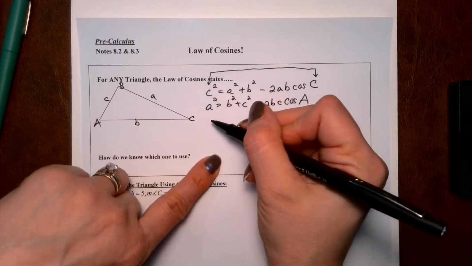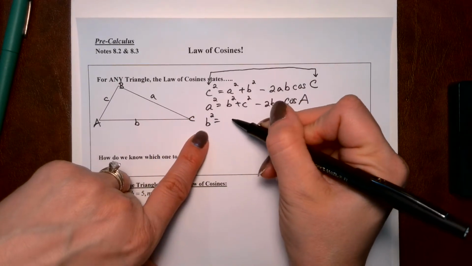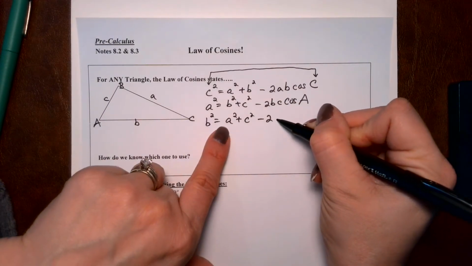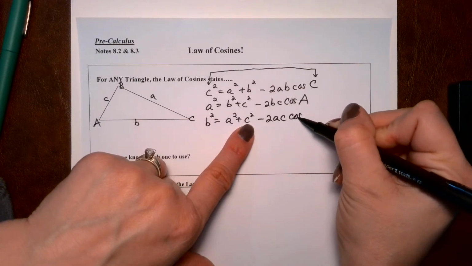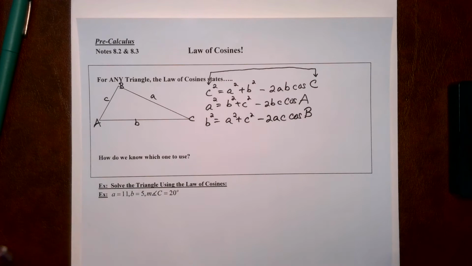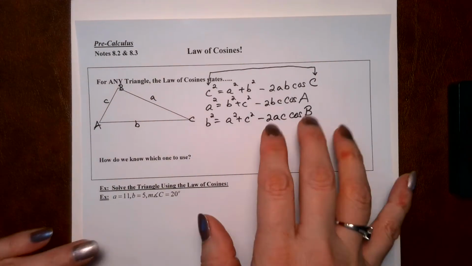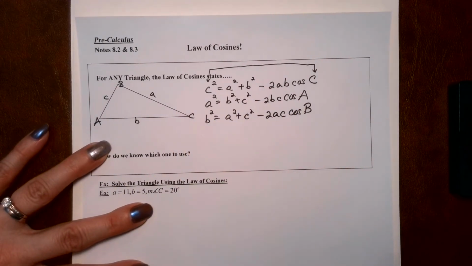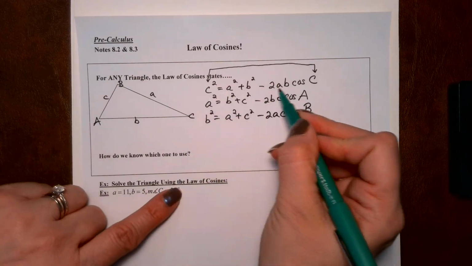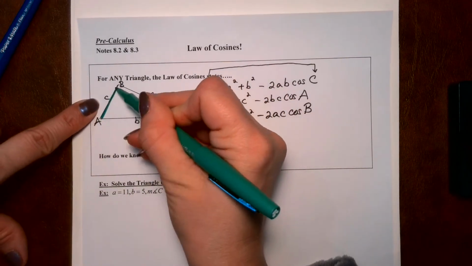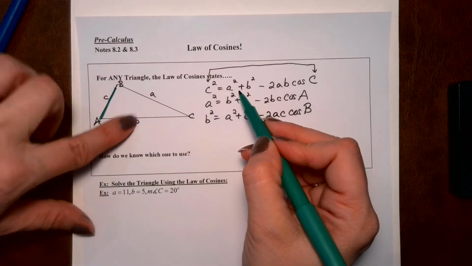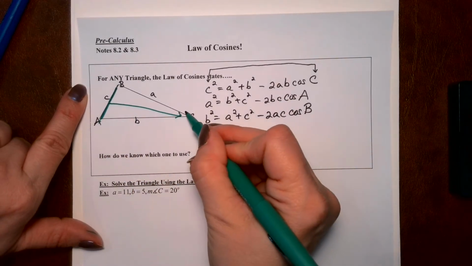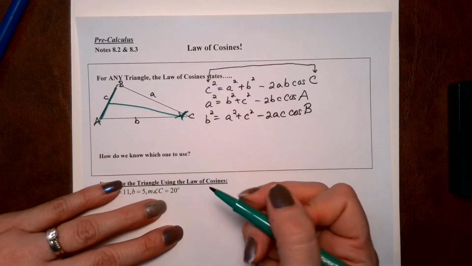And then the third version, of course, b squared equals the other 2 sides, a squared plus c squared, minus 2 times side a, side c, times the cosine of angle B. All right, now I don't want you to think that you have to go home and memorize all 3 of these long, nasty formulas. If we figure out how things are related, it'll make a lot more sense. So let's take a look at this first one right here. If we have side c to start with, then it's the other 2 sides minus 2ab times the cosine of angle C. Okay, so how do we know which one to use?